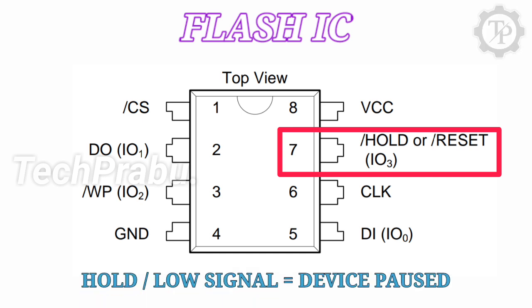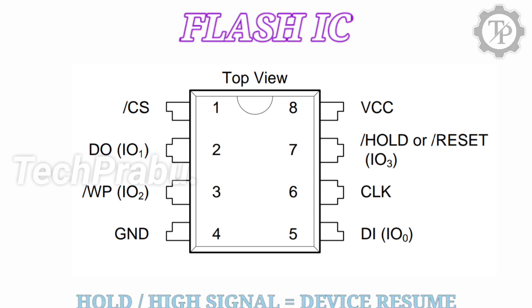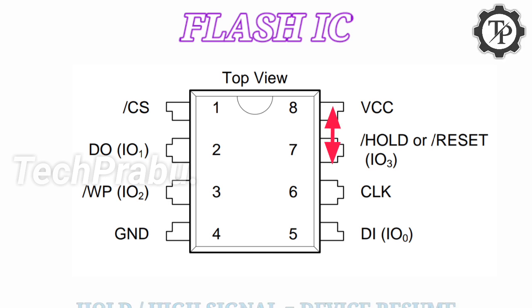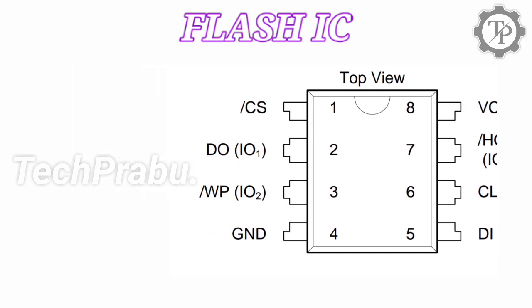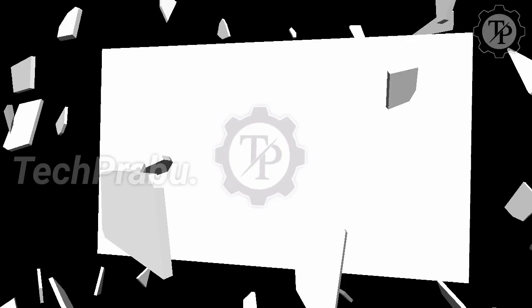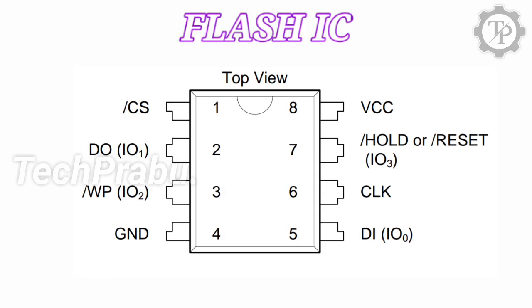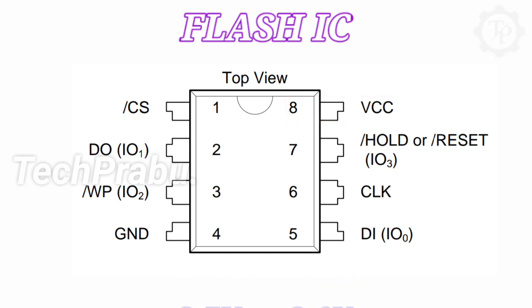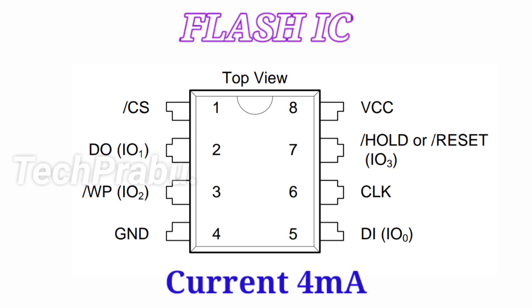When the hold pin gets a low signal, it allows the device to be paused. When the hold pin gets a high signal, the device operation can resume. While shorting the 7th and 8th pin, this IC will be reset. Then finally, 8th pin is VCC. This is very familiar for us. It's the main operating voltage of this IC. It may be 2.7 volt to 3.6 volt. And the maximum current rating is 4 milliamps.